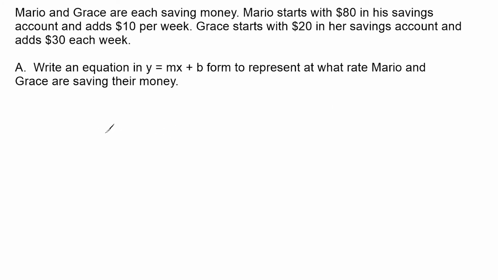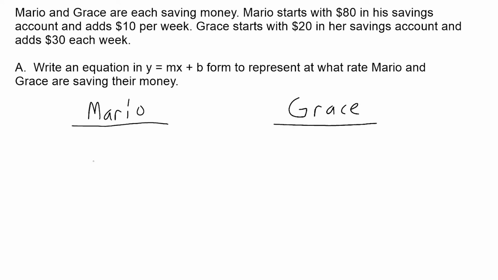All right, so what I'm going to do here is write Mario right here, and right beneath his name, I'm going to set up an equation that represents his situation and do the same thing for Grace over on this side. Now, y equals mx plus b has 4 distinct pieces.